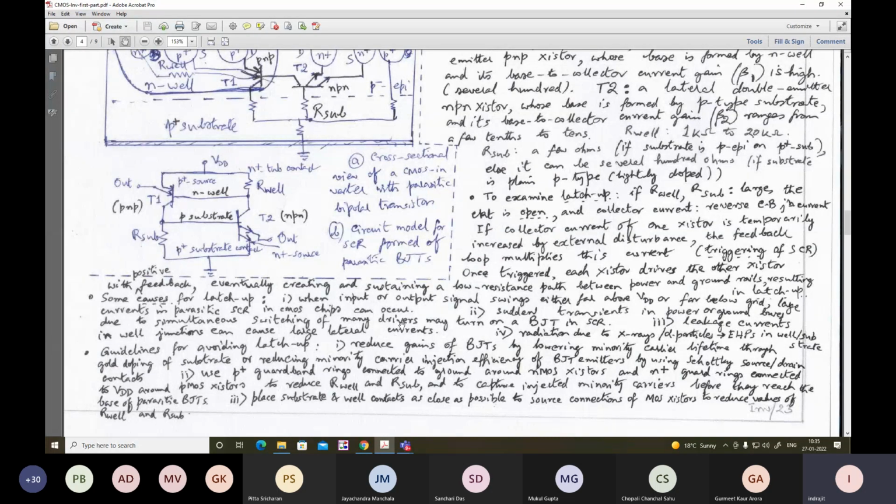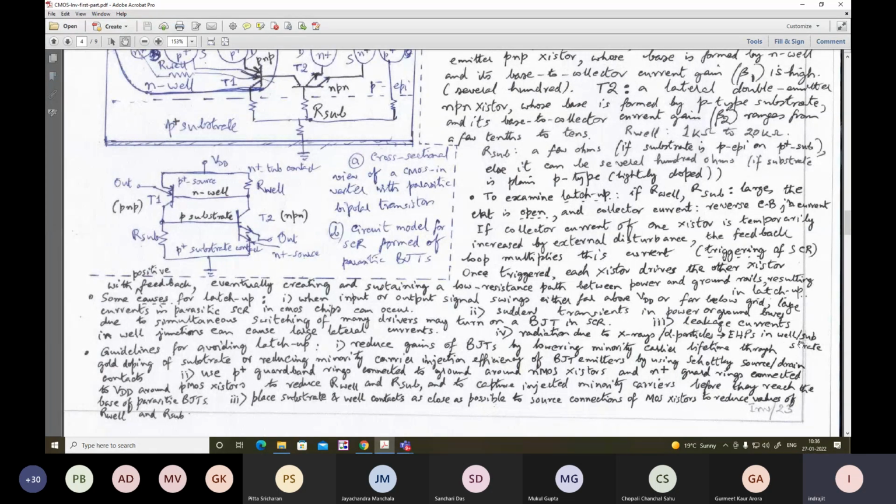There is a possibility. So some of the causes we mentioned here: when an input or output signal swings either far above VDD or far below ground, large currents in the parasitic silicon control rectifier in the CMOS chips can occur. Then sudden transitions into power or ground buses due to simultaneous switching of many drivers can turn on a BJT in the SCR. Then the leakage currents in well junctions can cause large lateral currents. Radiation due to X-rays or alpha particles leads to generation of electron hole pairs, or EHPs, in the N well or the P-type substrate. The various reasons are there.